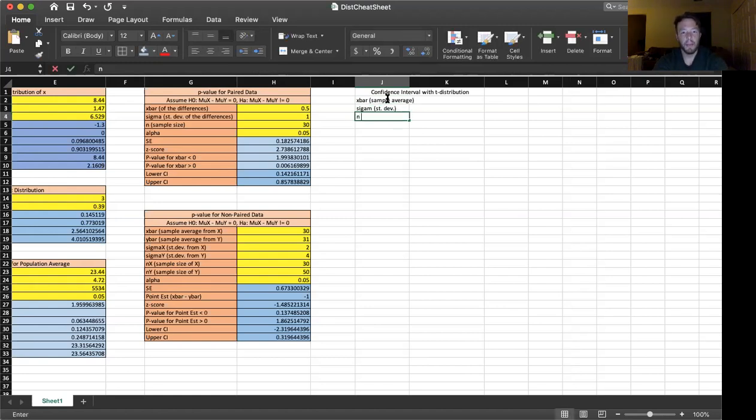We need our n, which is our sample size. What else do we need? We need an alpha. We do need an alpha. We need our confidence level, right? To get a 95% confidence interval. So alpha is certainly on there.